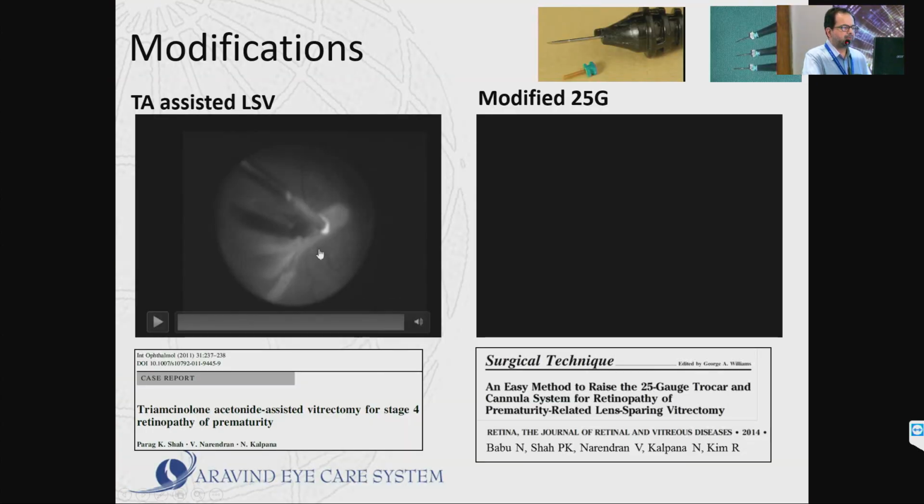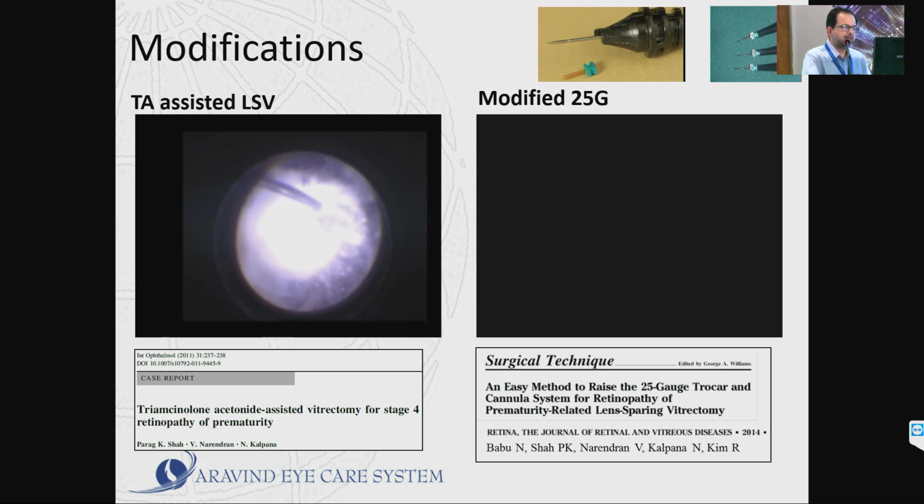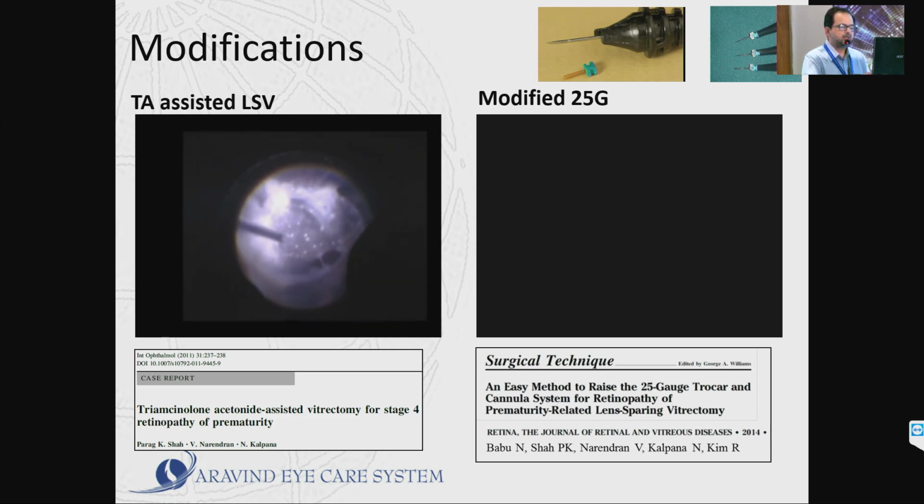A few modifications which we have used previously is the triamcinolone assisted vitrectomy. It's very helpful because it shows you, so you can go very close to the retina and cut the vitreous very close to it, and that is what the aim should be. But the problem here is that the triamcinolone gets stuck so well it's impossible to remove it, and we have had a few cases go into secondary glaucoma in the postoperative period. So now we have stopped using it.